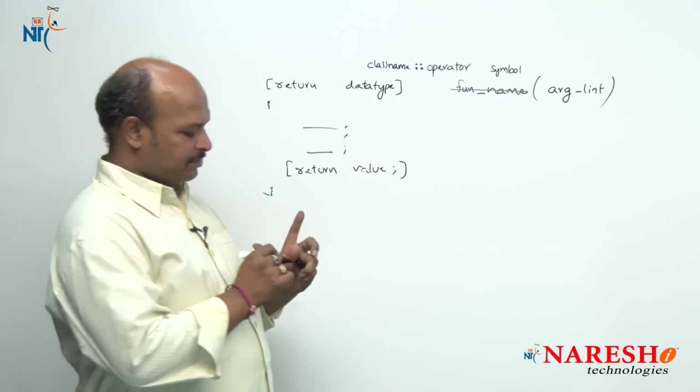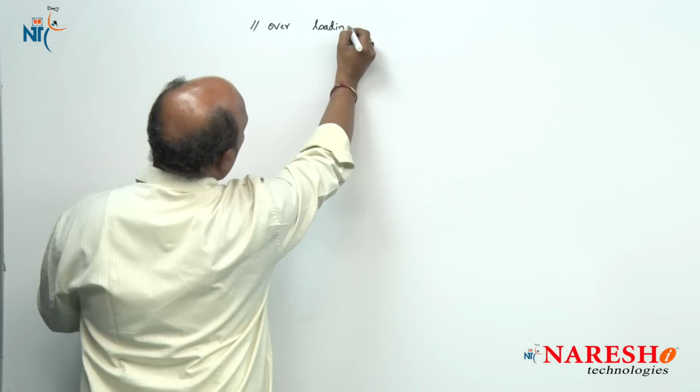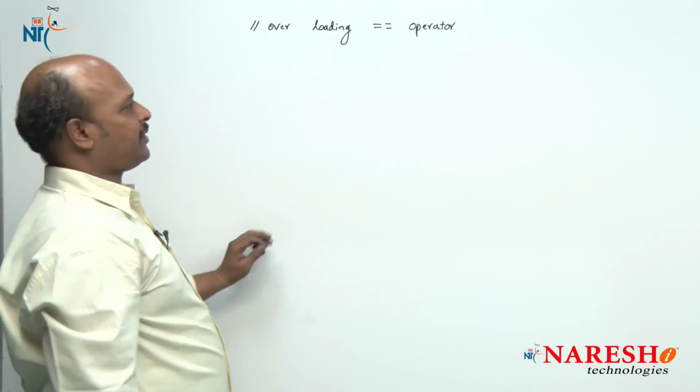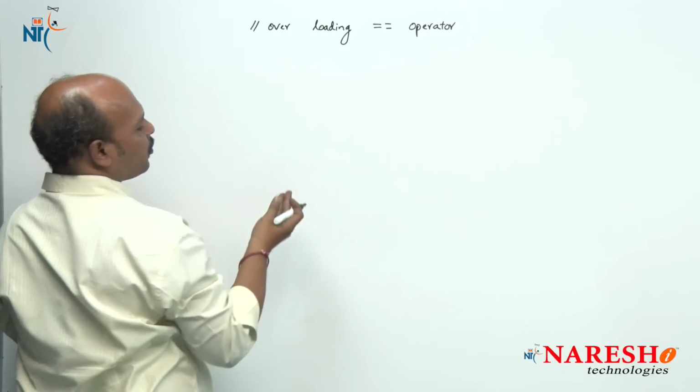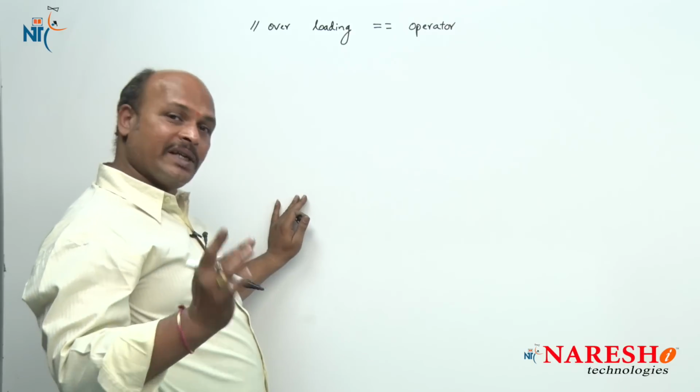Okay. Now in this session first of all I am going to show you how to overload the comparison operator, meaning double equal. In this example I want to show you how to overload double equal, which is called the comparison operator. So the program name is overloading the double equal operator. Watch how to overload it, and by using this operator I will find out whether both objects are equal or not equal.